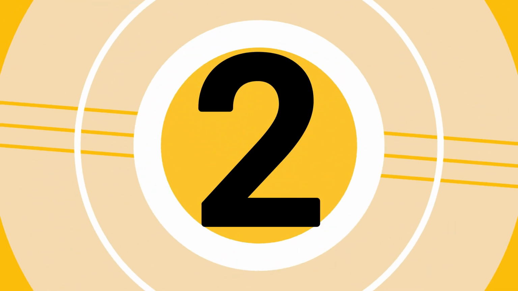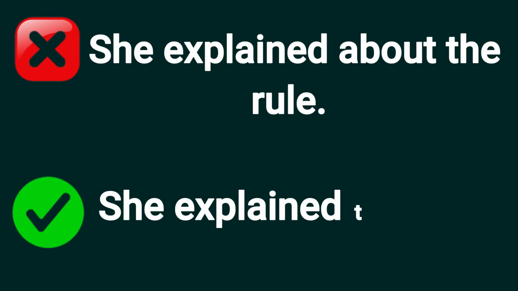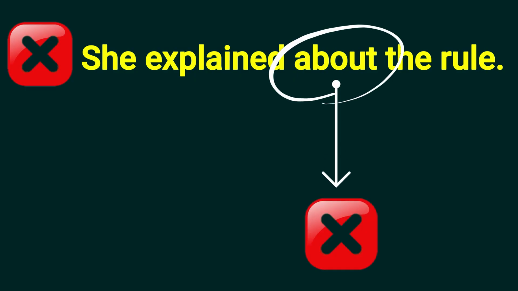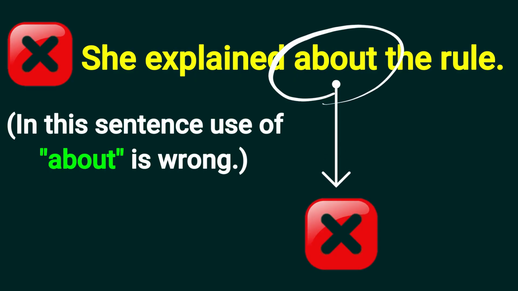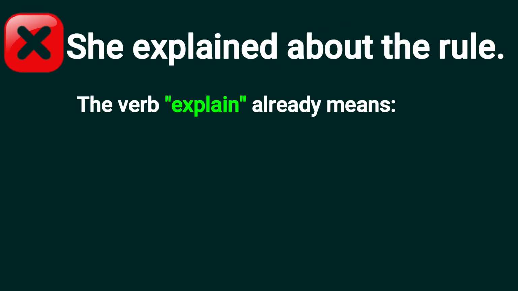So number two. "She explained about the rule" is wrong. "She explained the rule" is right. So let's find out the mistake. Here, using "about" is wrong. Let's find out the reason.